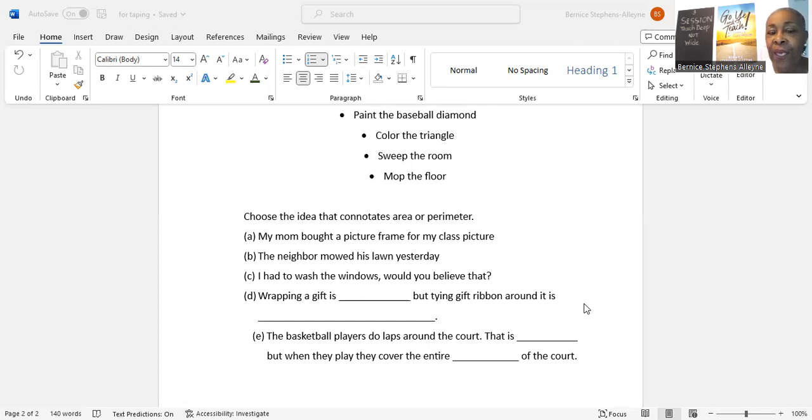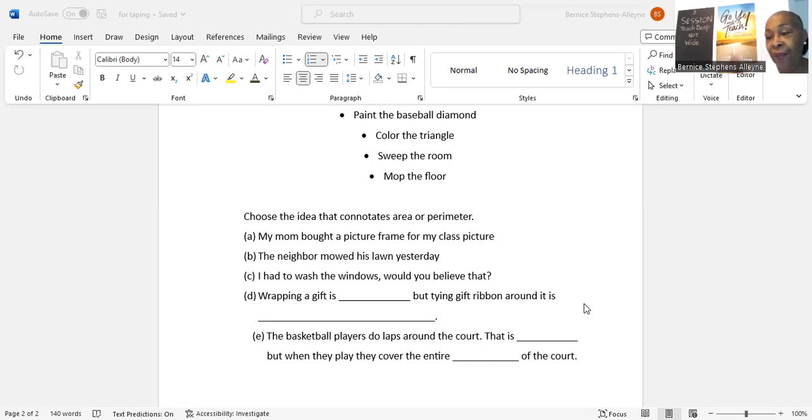Let's look at the next one. I had to wash the windows. Would you believe that? What a chore. Wash the windows. Laborious, tough for some. Anyway, it is performing area. Gives the idea of going across the space of the glass pane.